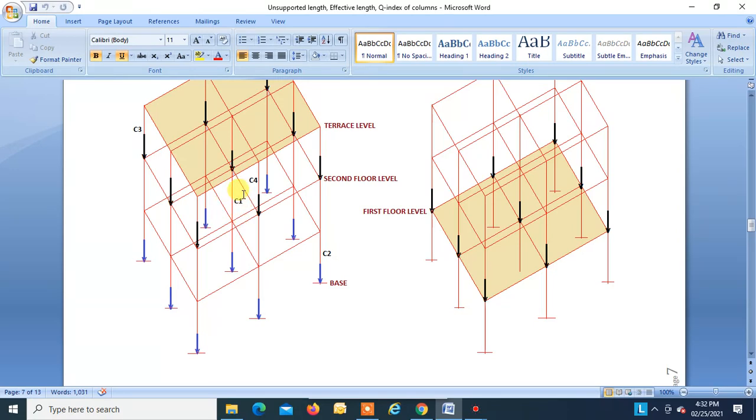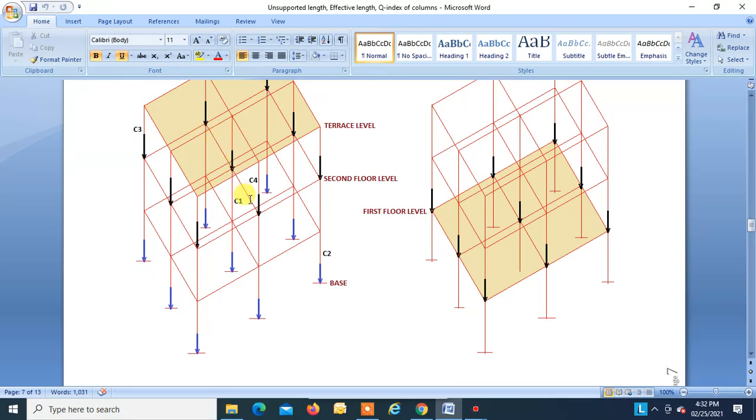Simple, everything remains the same. Okay, the only thing is that in this direction the width of the beam was 250 and the depth was 550. Width was 250 and depth was 550 over here.